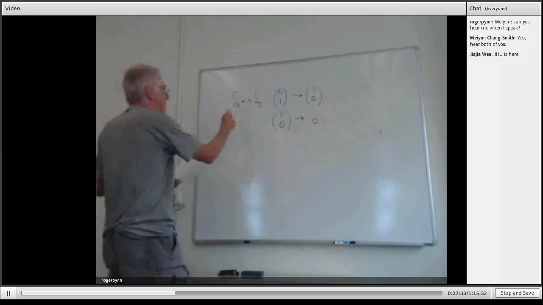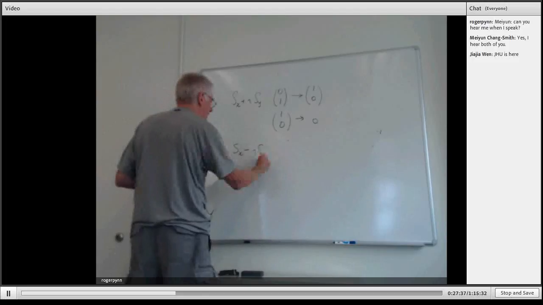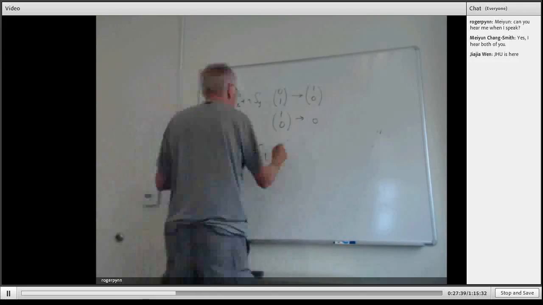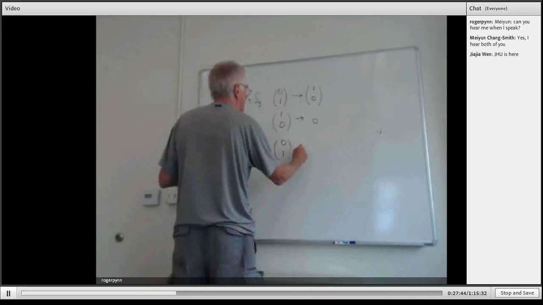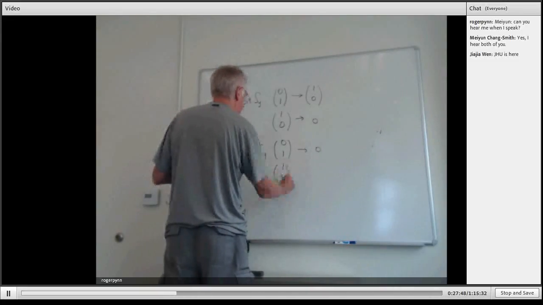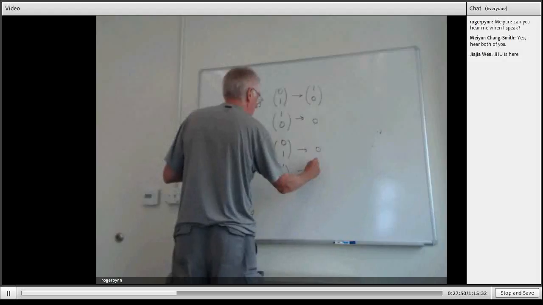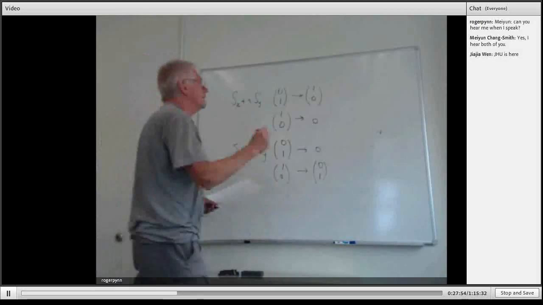And then if I do the same thing with Sx minus iSy, what you're going to find is that applying that to a 0-1 state gives you 0, and if you apply it to a 1-0 state, you'll get 0-1. So these things are what we call ladder operators.